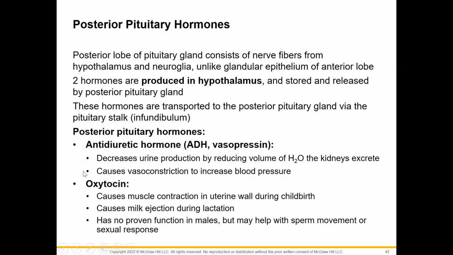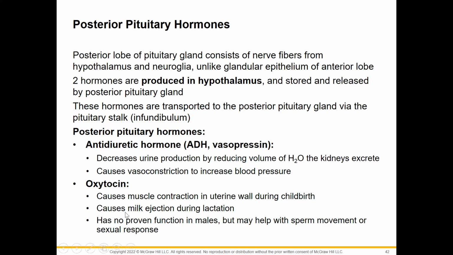Oxytocin is a hormone that causes muscle contraction in the uterine wall during childbirth. So as mom gets closer to her delivery date, her body will start to increase production of oxytocin so that the muscles of the uterus, because the uterus is basically a big muscle, will start to contract in preparation of kicking the baby out of the uterus so the baby can be on her own and mom can get her body back.